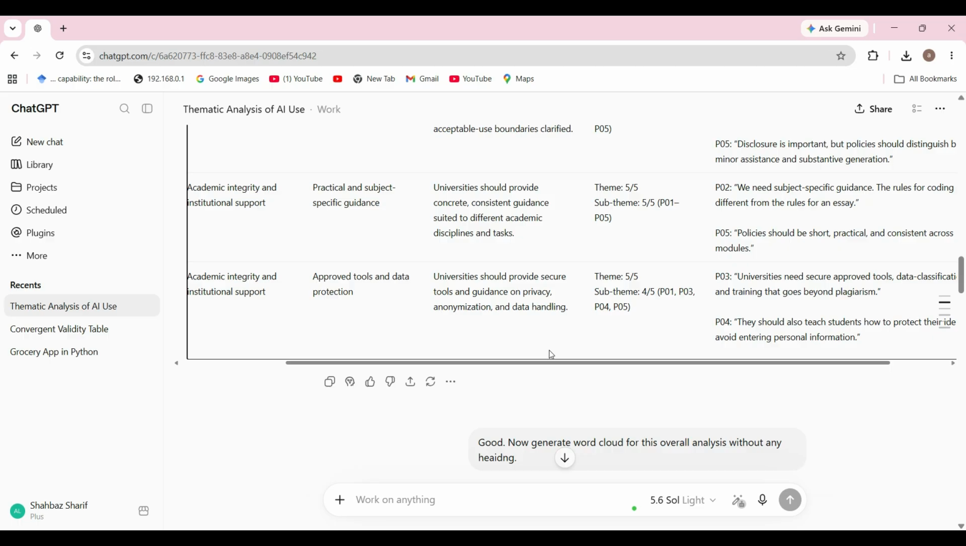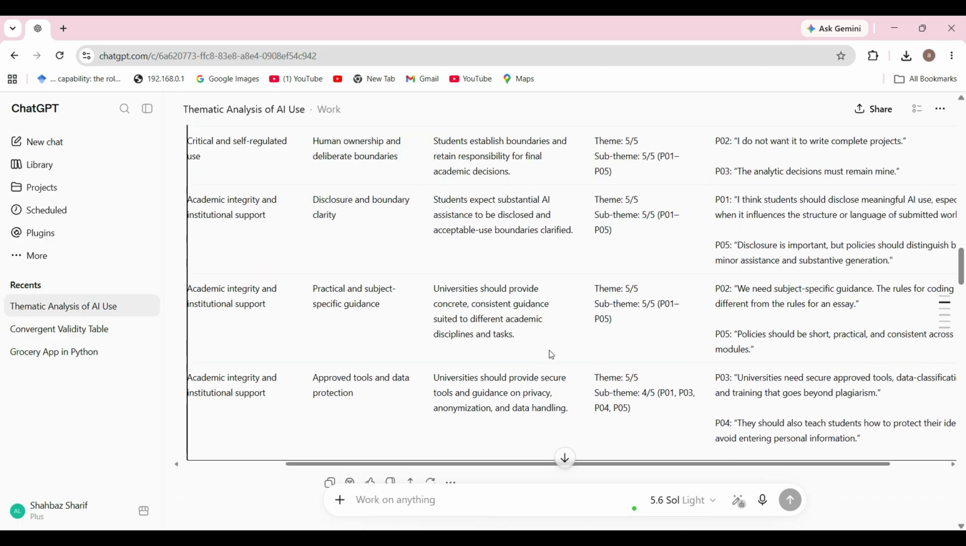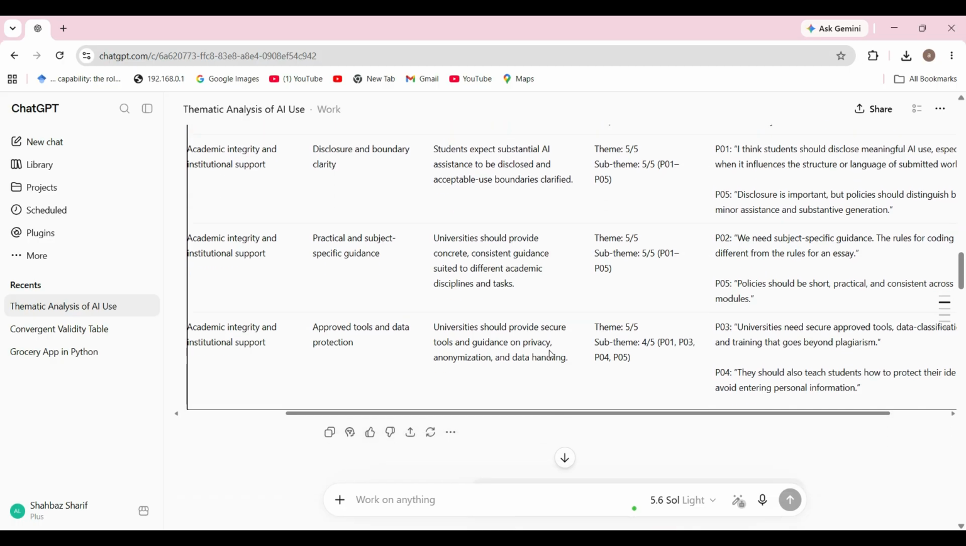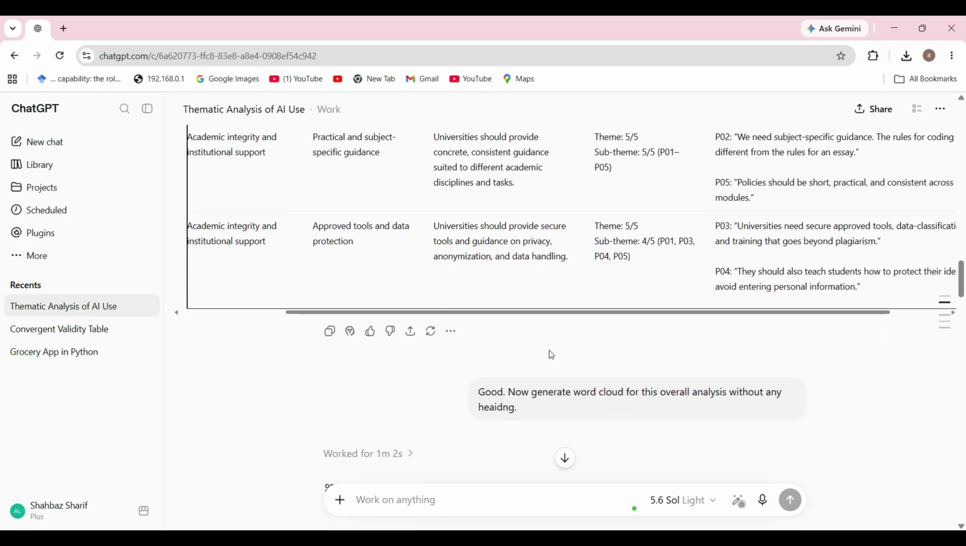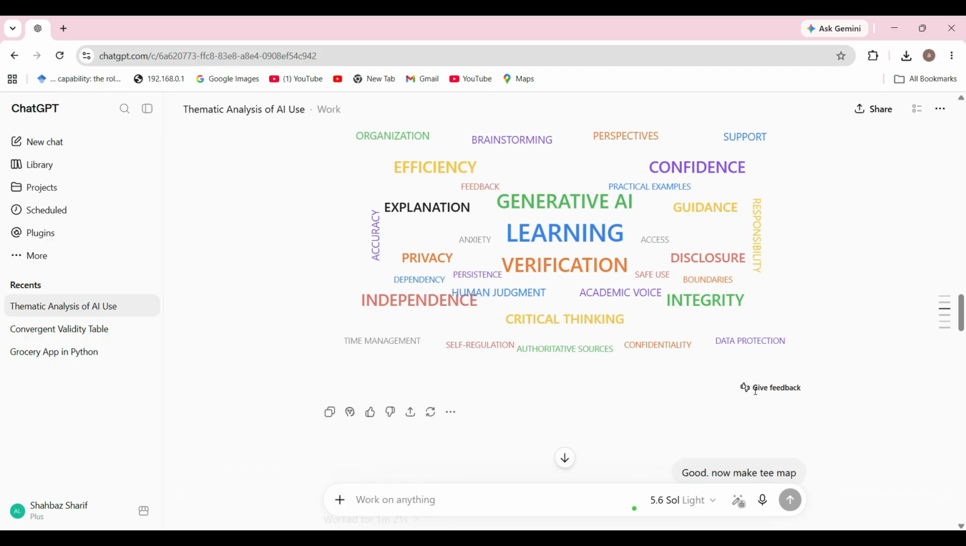After finding the themes, sub-themes, quotations, frequency, and description, we are going to generate a word cloud for our analysis. I told ChatGPT to make a word cloud for this analysis, and ChatGPT successfully generated the word cloud.